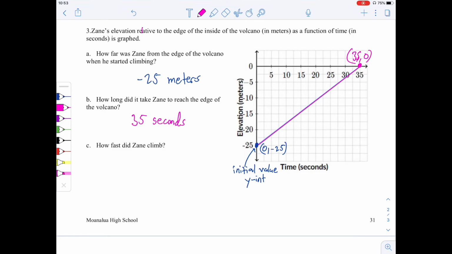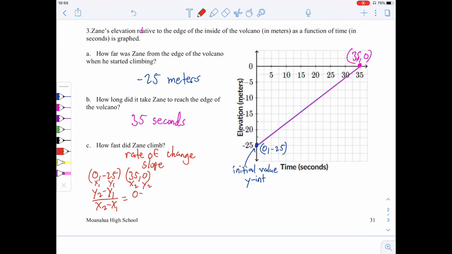And how fast did he climb? That's your rate of change, so that's our slope. So we want to find the rate of change, which is slope. We have 2 points. Given those 2 points, (0, -25) and (35, 0), we can always find the slope. We can use y2 minus y1 over x2 minus x1, so we have x1, y1, x2, y2.